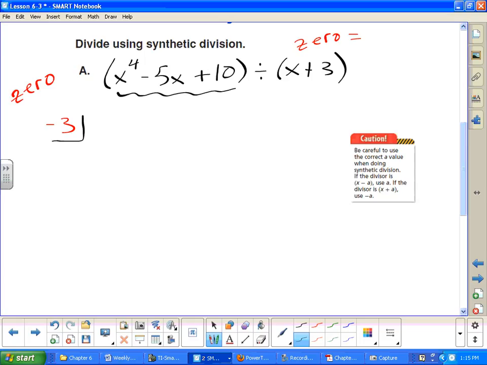What's the coefficient of x to the 4th? How many x to the 4th do I have? I have 1. So I put a 1 first of all. How many x cubes do I have? 0. How many x squareds do I have? 0. And then I have a negative 5x and 10. So I put what makes this equal to 0 in the little box, and then I'm going to put down the coefficients. Now leave a little space, or on your notebook paper, leave a line, and then draw a horizontal line.